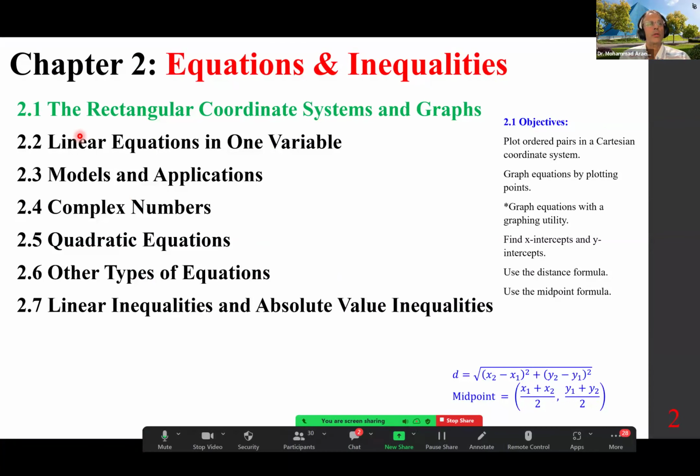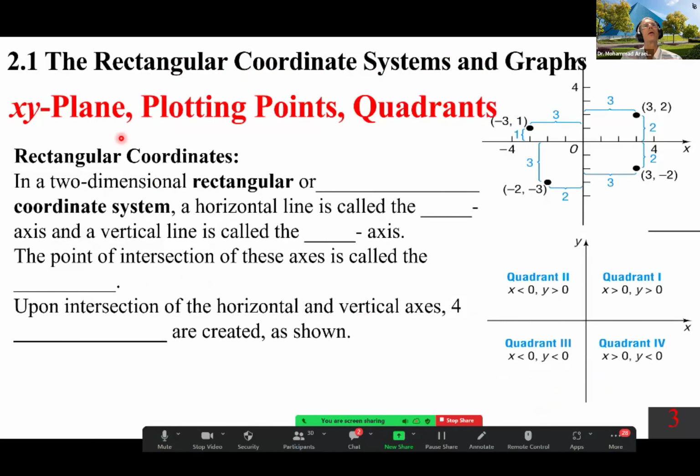So in this chapter, we are going to cover the rectangular coordinate systems and graphs, linear equations in one variable, models and applications, complex numbers, quadratic equations, other types of equations, linear inequalities, and absolute value inequalities. So let's start with the rectangular coordinate systems and graphs: the X, Y plane, plotting points, quadrants, and so forth.